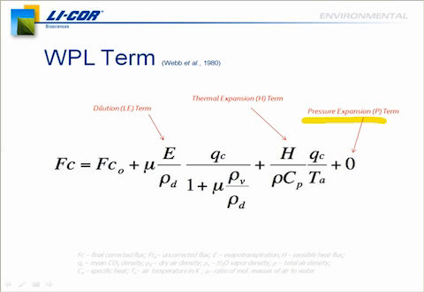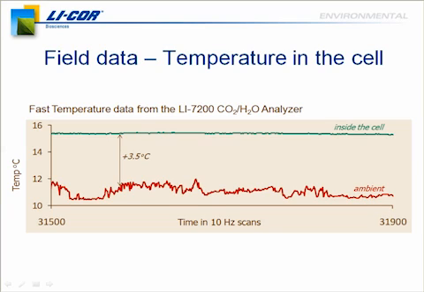Okay, this next graph here shows fast temperature data from the 7200 CO2/H2O analyzer. On the left-hand side, you can see the temperature in degrees C, and the data across here is collected in 10 hertz time. So what you can see in this graph here is the effectiveness of the temperature sensors and the pressure sensors. In this particular graph, we're looking at daytime temperatures.